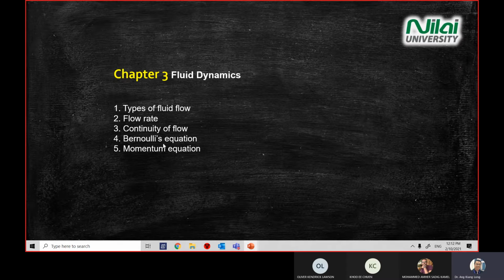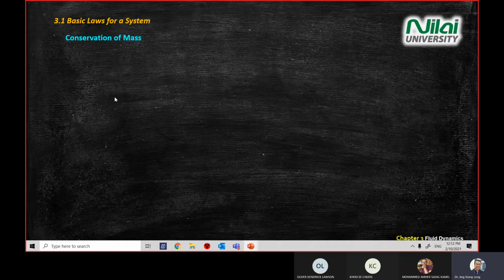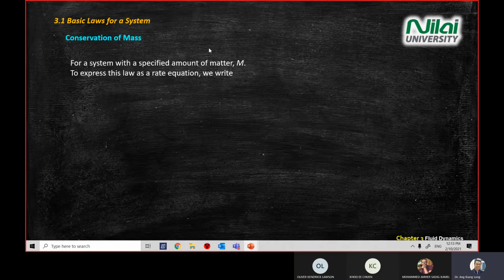So I'm going to break this PowerPoint file into two. So we're going to do continuity and momentum. Okay, so the first equation we look at is conservation of mass. So again, the keyword is mass.